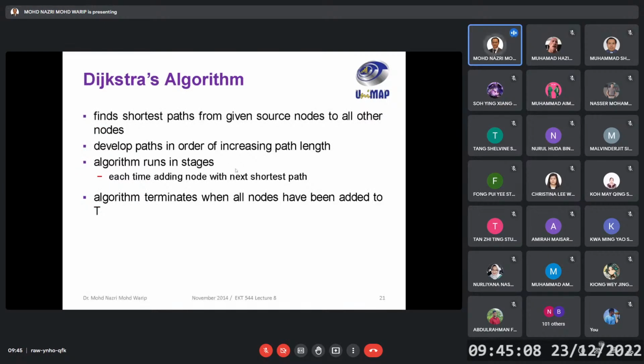Next, find shortest paths from a given source node to all other nodes. Develop paths in order of increasing path length. The algorithm runs in stages, each time adding the node with the next shortest path. The algorithm terminates when all nodes have been added to T. T is the set of nodes so far incorporated. So this is how the Dijkstra algorithm works lah. This one is very important for your final exam.